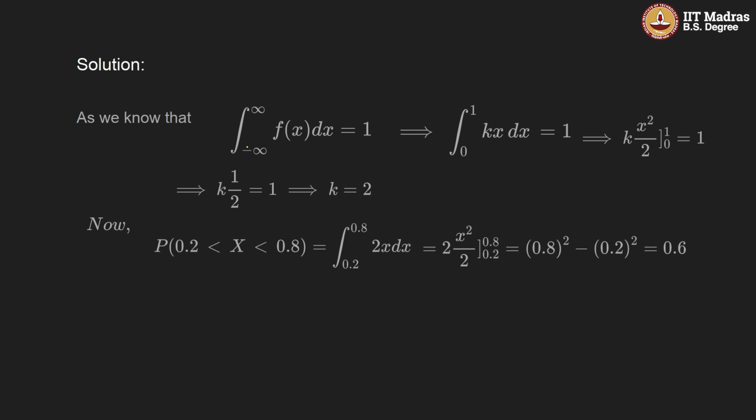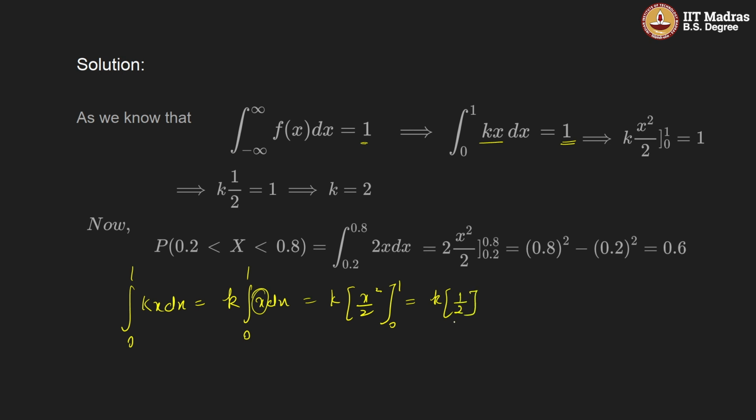integration of a PDF from minus infinity to infinity is 1, right? So the PDF is given as kx, where x is going from 0 to 1, and the whole integration will be equal to 1, right? So if we integrate from 0 to 1 of kx dx, we take k outside, so this will be equal to k times the integral of x dx. Now this will be equal to k times x squared by 2 from 0 to 1, right? So putting the values of x we will get k by 2.